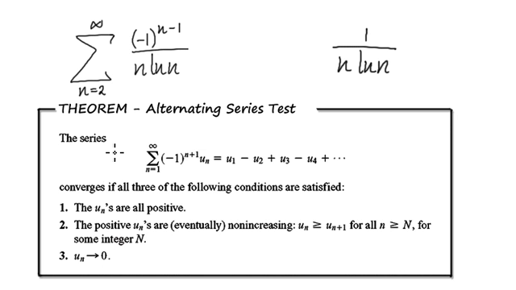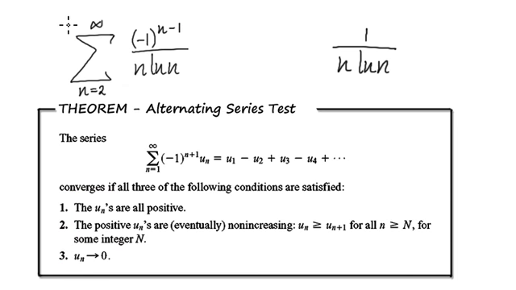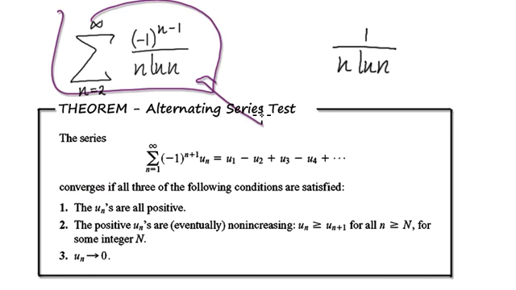The theorem is saying that this series will converge if all 3 conditions have been satisfied. Therefore, this whole thing here will converge.